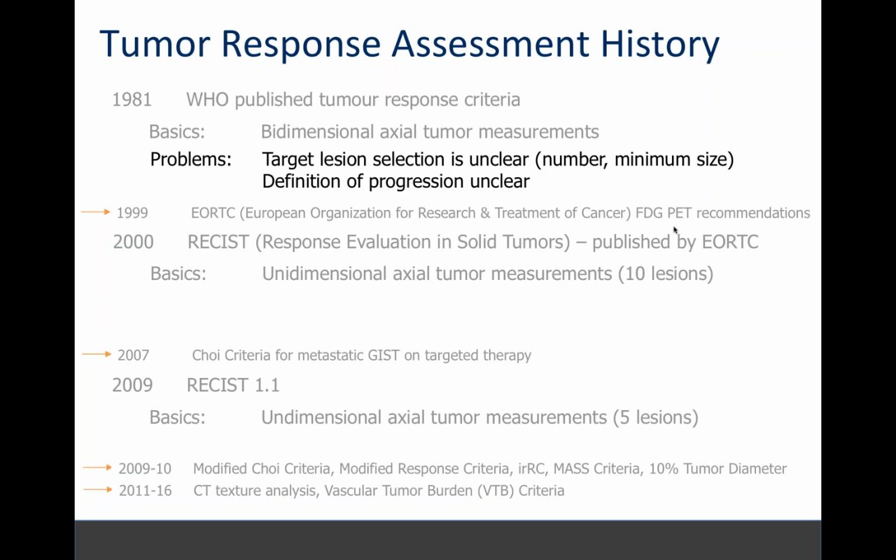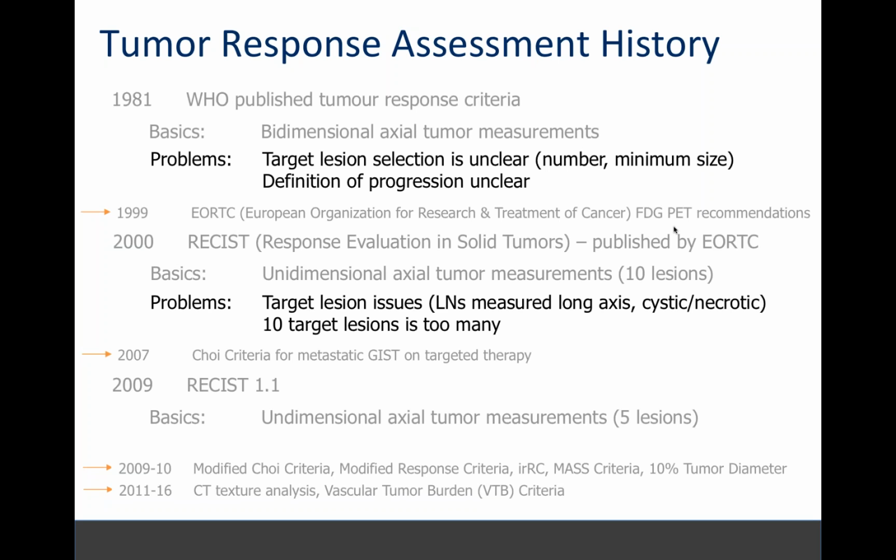There wasn't really a great definition for minimum size threshold. The definition of progression was a bit unclear. It's very difficult to perform with WHO just because of the number of target lesions. RECIST is similar. It has 10 lesions, which is a bit too many.